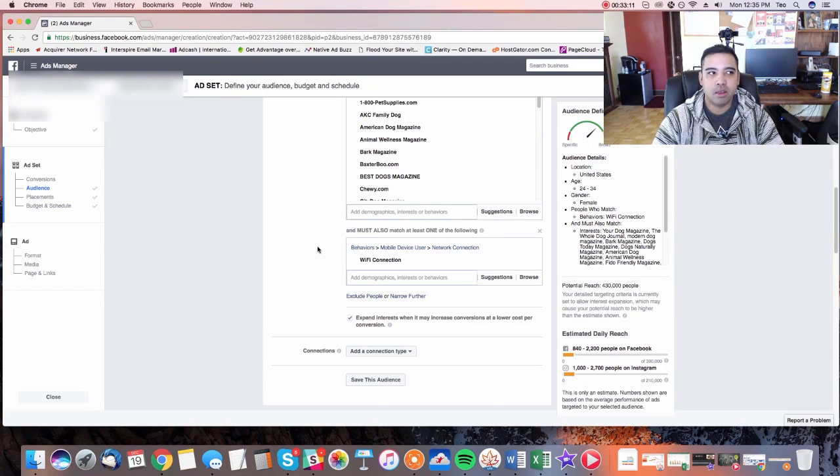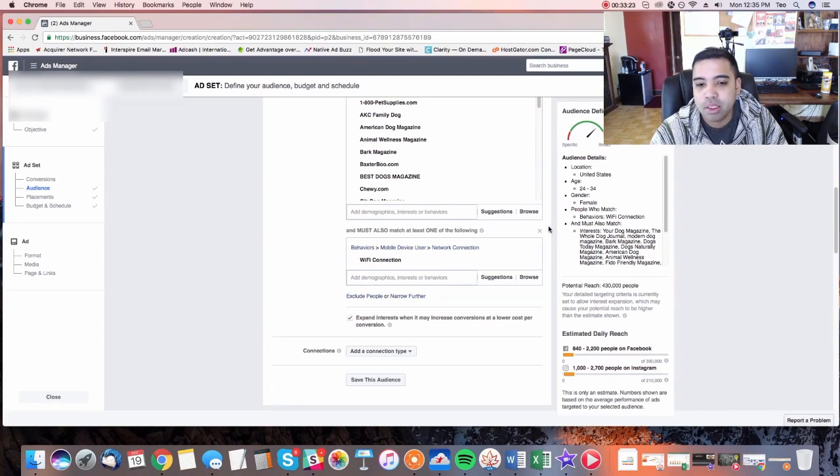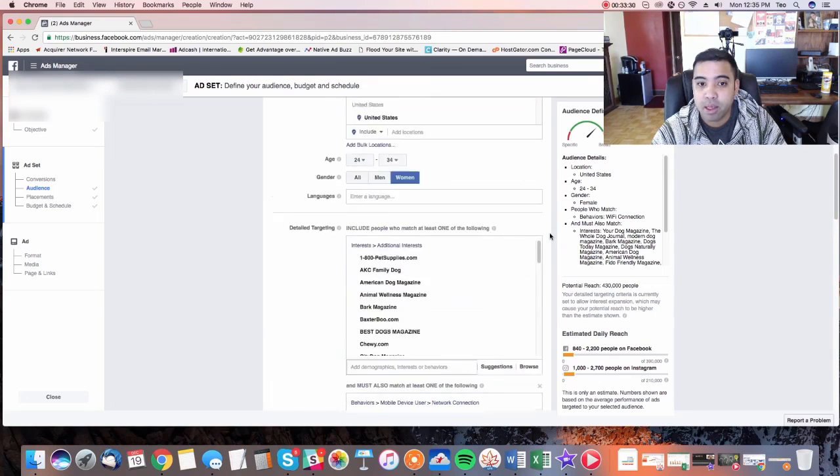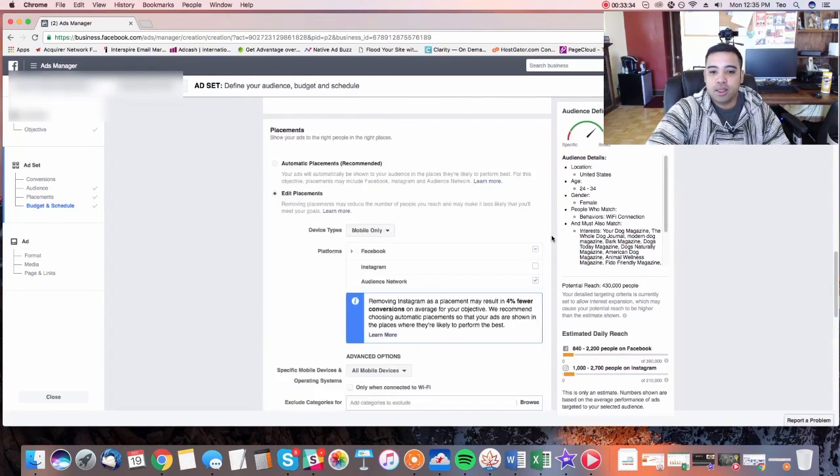Versus someone who's on their phone and walking somewhere, or not really paying attention. When they're on Wi-Fi, I feel like they're a little bit more connected. And so I've seen an increase in sales as well by using Wi-Fi connection. But you want to test it out. It all comes down to testing out your campaigns and finding out what's working for you. Okay, but essentially that's what you want to do.